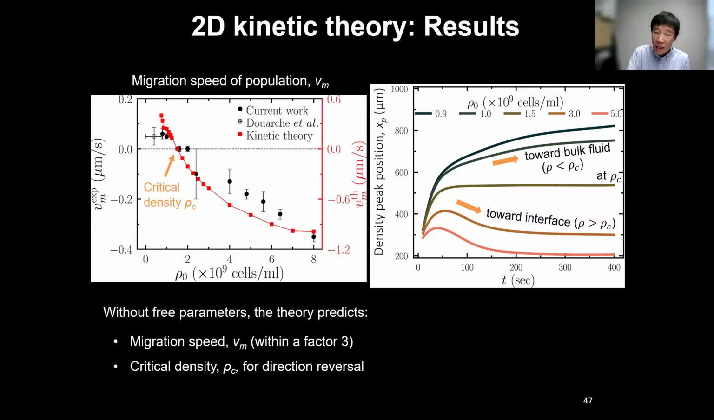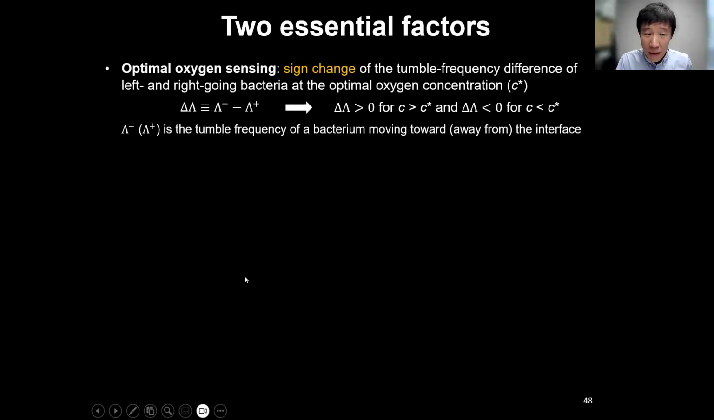We can be more quantitative. So we extract the migration speed from the kinetic theory. They follow the same trend as the experiment, although there's a factor of 3 difference. But I should emphasize that in our kinetic theory, there's really no fitting parameter. All the biologically relevant parameters are from our independent measurements or from the literature. So there's no fitting parameter. We get speeds that follow the same trend within a factor of 3 of the experimental result. And more importantly, you can see the speed crosses 0, meaning that the bacterial migration direction flips at this critical concentration rho C. So that gave us a prediction of rho C.